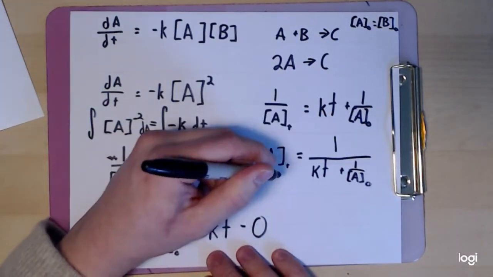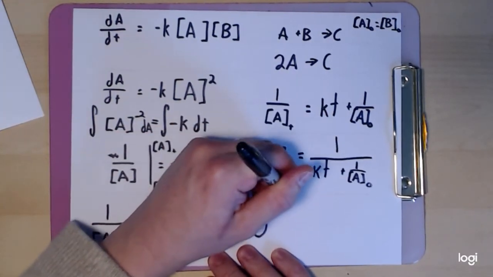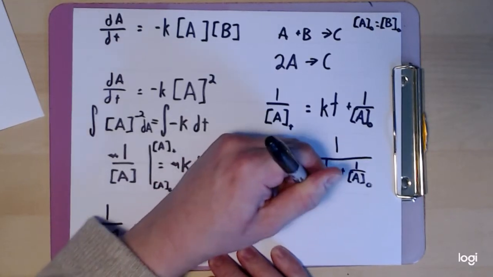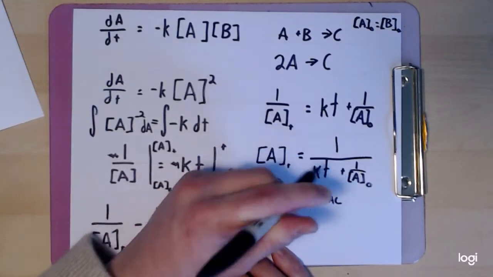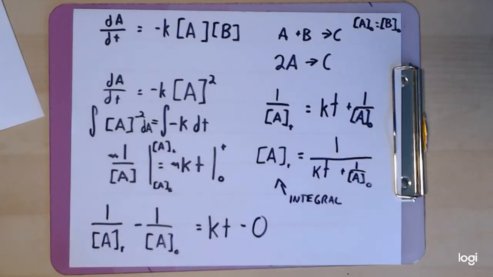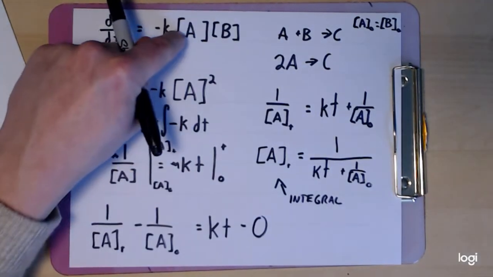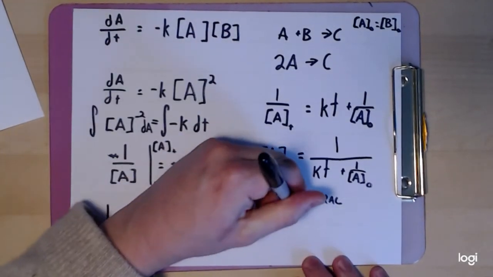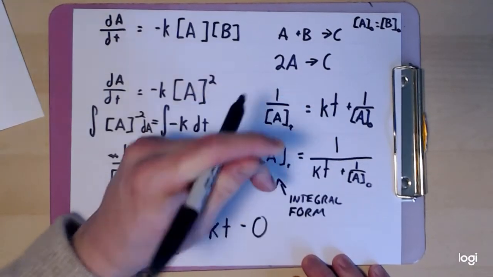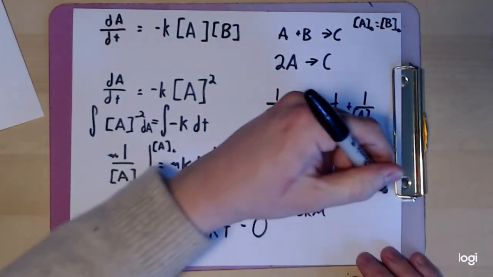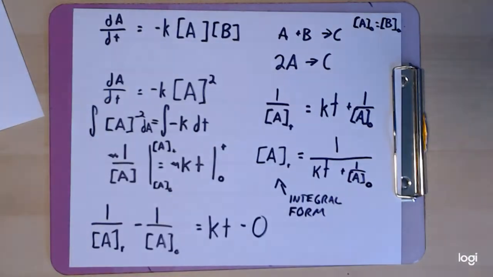Okay, so this is the integral form of a second order rate equation when your starting concentrations of A and B are equal, or they're just the same thing if it's A times A. So stick this formula in your pocket for use when you're solving these equations.